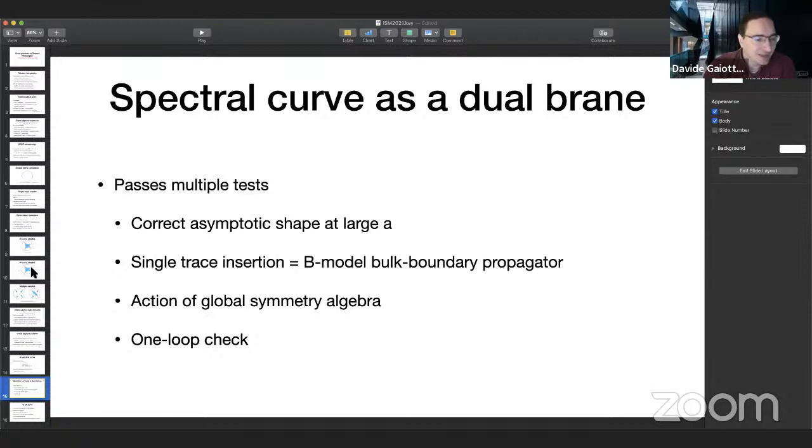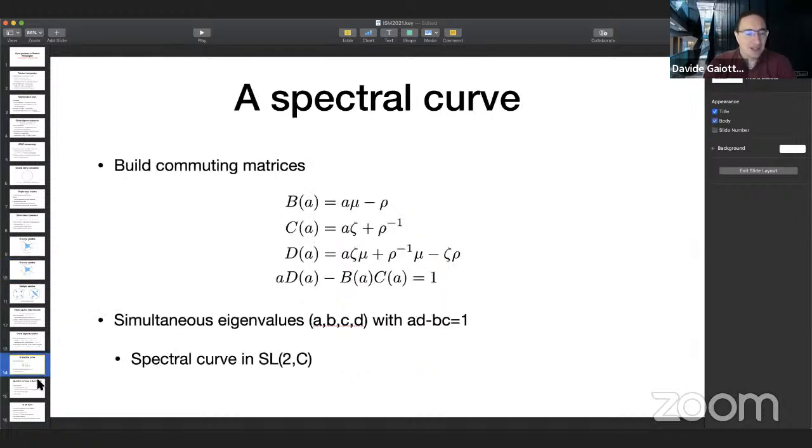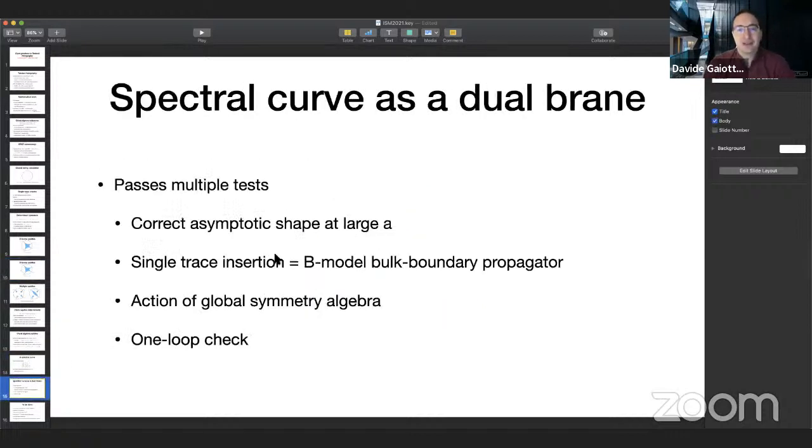We also studied the analog of this problem. We take a closed string insertion, and we take a propagator going from the insertion to the D-brane and integrate it over the D-brane, and we match the expectation value of a single trace operator in the background of the determinants. And finally, we checked that the global symmetry algebra acts properly on both sides, in a way that matches. And we did some one-loop checks too. So all in all, I feel really confident that our conjecture is correct and that we found a way to identify the correct D-branes starting from the saddle point equations of the quantum field theory.